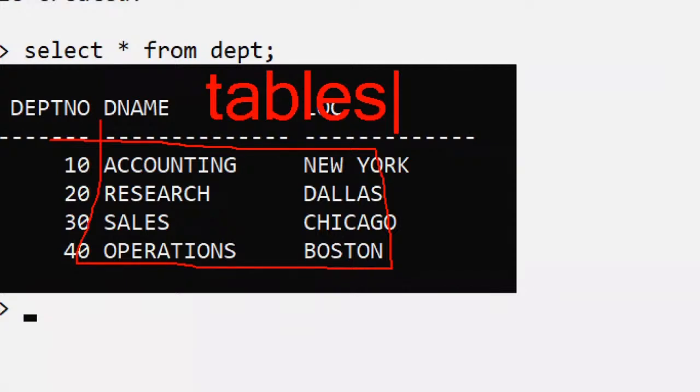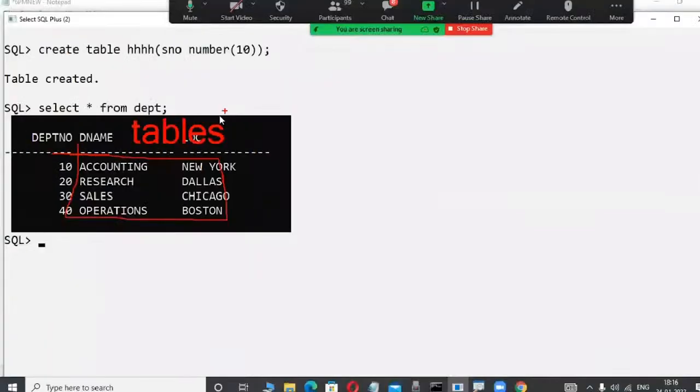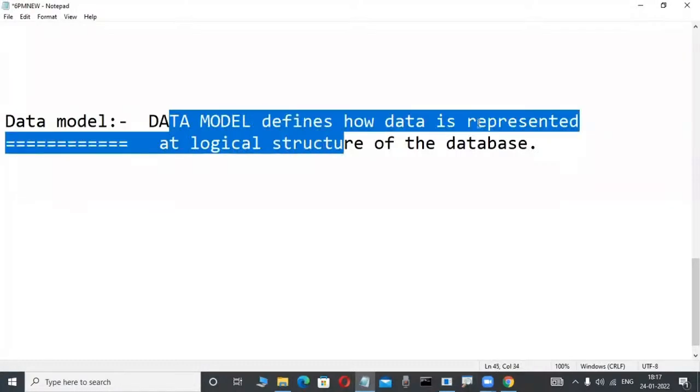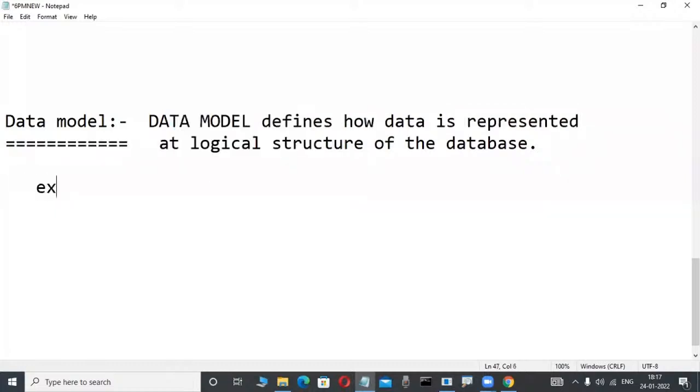Hierarchical data model, network data model, and some other data models were there, with software like IMS and IDMS in those days. But nowadays, a data model is nothing but how data is represented at the logical structure of the database. Now concentrate here.